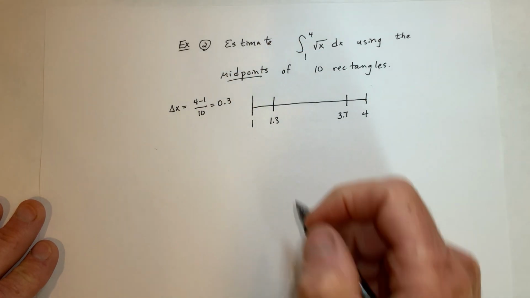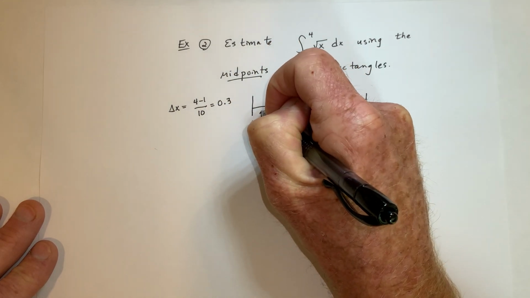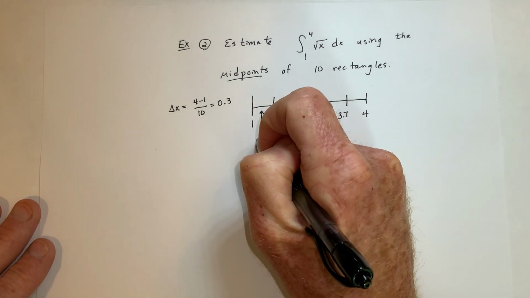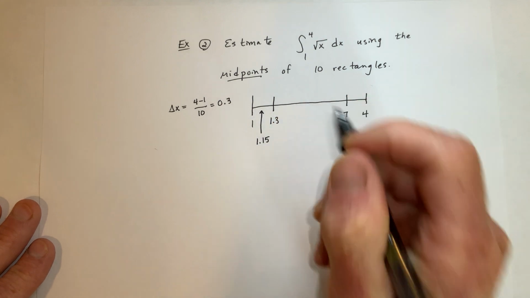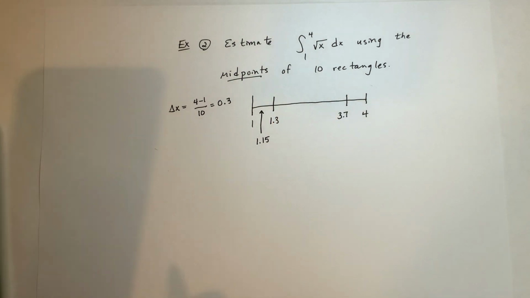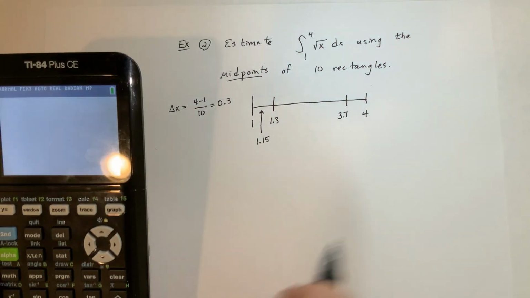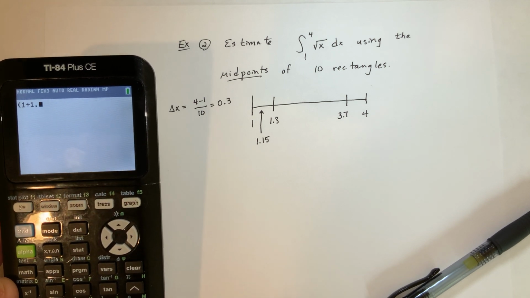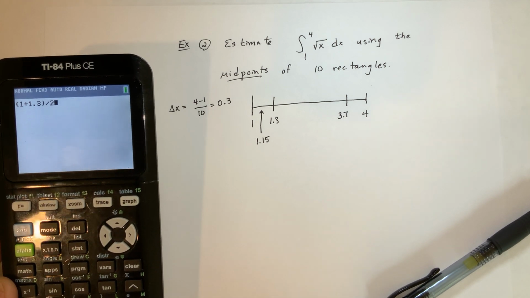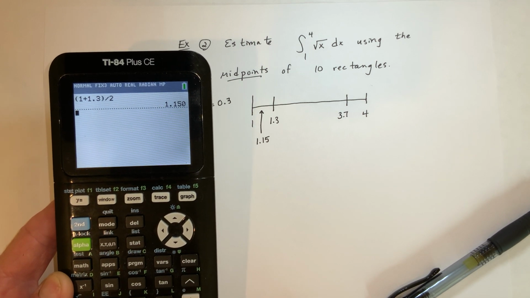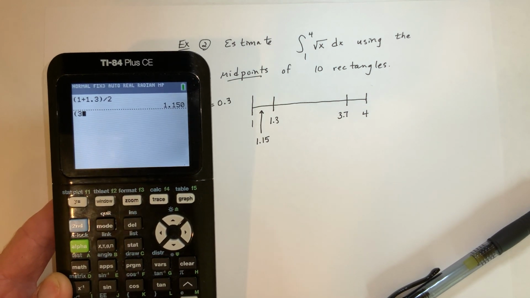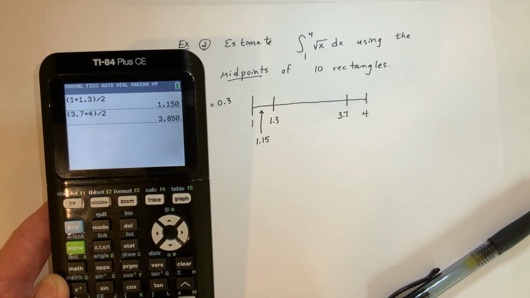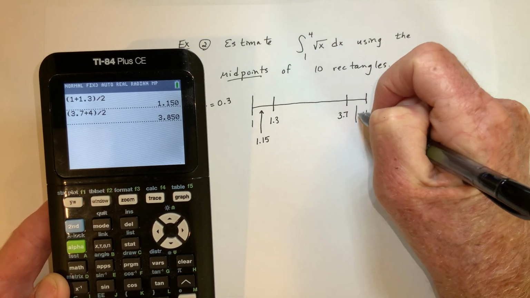Now we need the midpoints. So what's in the middle of a 1 and a 1.3? So perhaps you could just look at that and say it's 1.15. That'd be cool if you could do that. Otherwise, you could just take the two numbers, the 1 and the 1.3, add them together, and then divide by 2. Or in other words, find the average. And then for a 3.7 and a 4, find the average, 3.85.